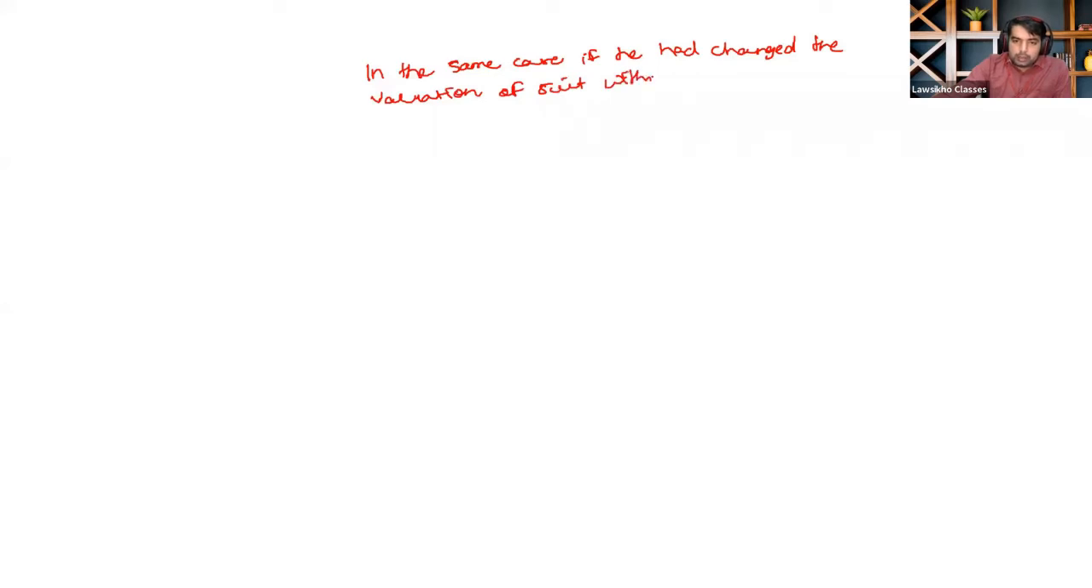आगे बढ़ो. अब in the same case, if he had changed the valuation of the suit without altering the suit property, then it would relate back to the original date.